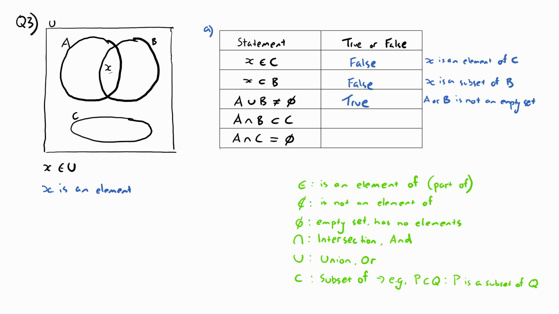Fourth one, A and B is a subset of C. So this is an intersection symbol. So A and B is a subset of C. Now let's have a look at our Venn diagram. A and B, they don't live within the C circle. They are their own complete sets. Now A and B is a subset of U because the circles are within this U square. However, they're not a subset of C. Likewise, C is not a subset of A or B as well. So this is false.